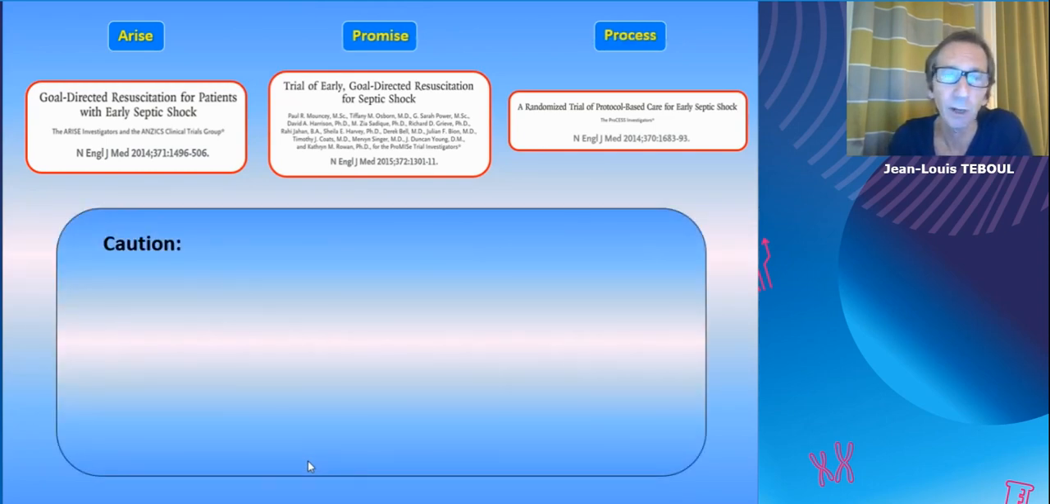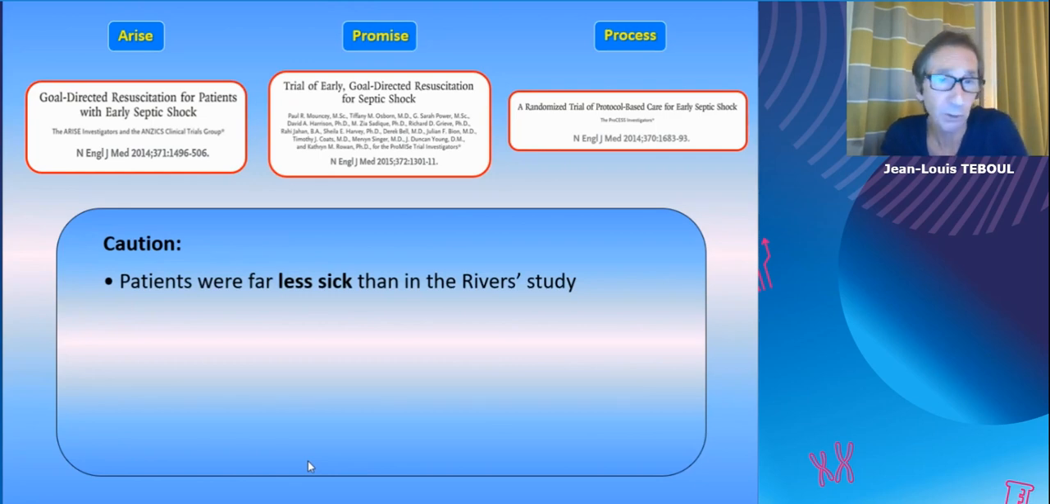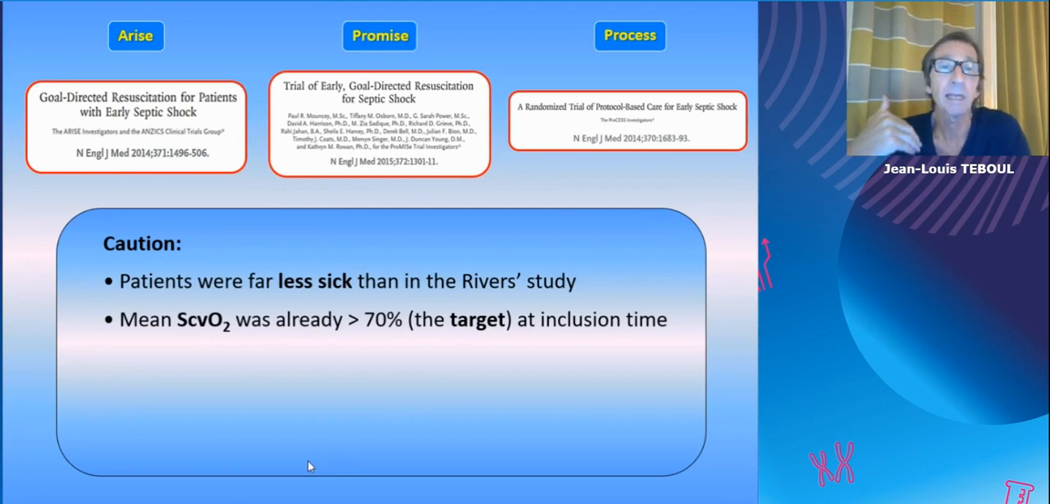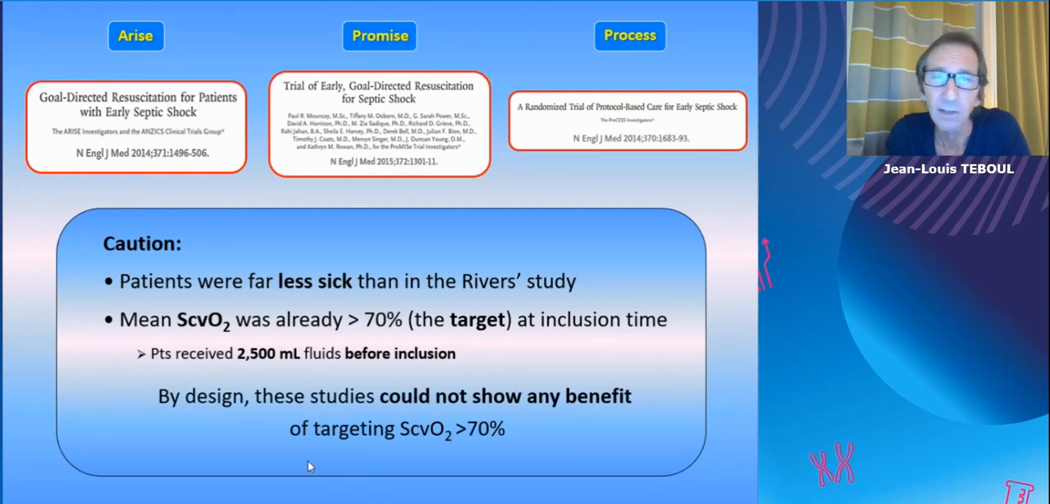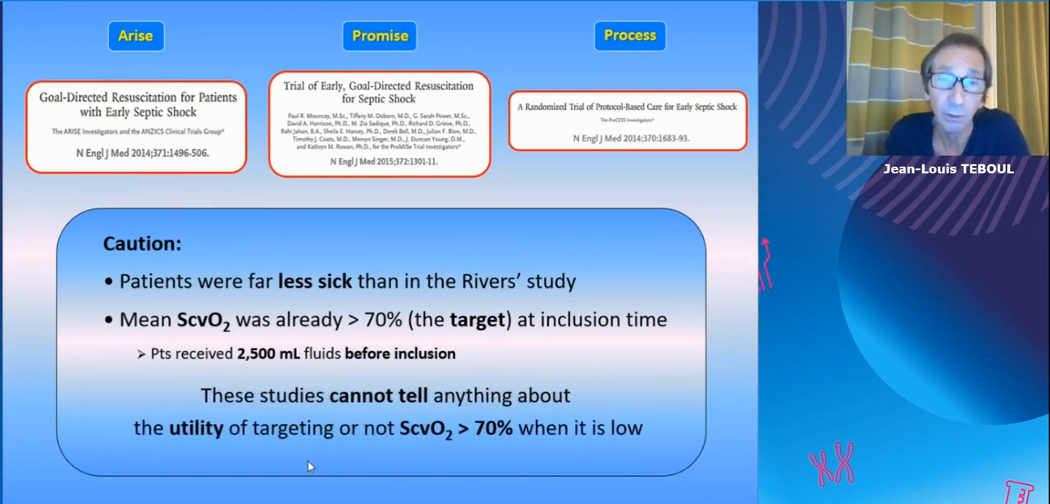However, we should be very cautious about these conclusions, first because patients were far less sick than in the Rivers study, and also because their mean ScvO2 was already above 70%. It was the target at the inclusion time, probably because patients received a lot of fluids before inclusion, 2,500 ml on average. Therefore, by design, these studies could not show any benefit of targeting ScvO2 above 70%. And this study cannot tell anything about the utility of targeting or not ScvO2 above 70% when ScvO2 is low.